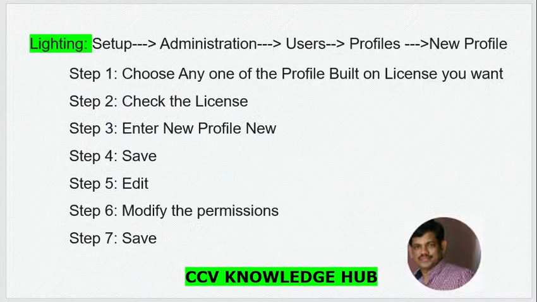And let's see the Lightning version. Here: Setup, Administration, Users, Profiles, New Profile. Choose any one of the profiles built on the license you want. Step 2 is check the license, same as what we did in Classic, because we are creating a new profile from an existing profile, a clone. Enter a new profile name and save, edit, modify the permissions and click on Save.